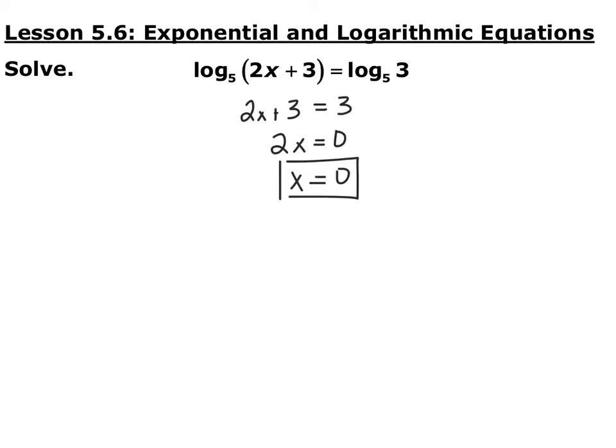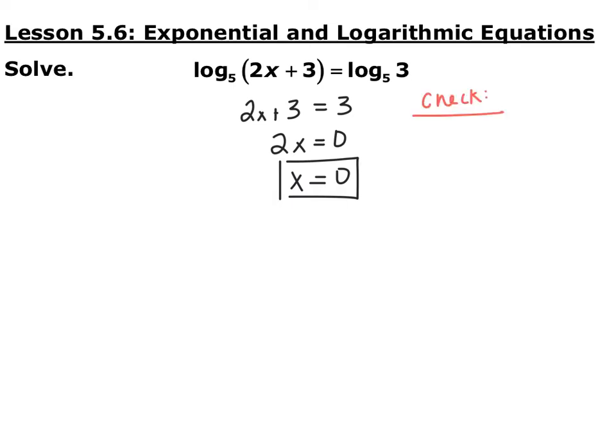So because this is log of the same base on either side, that means their insides have to be equal to each other. So you get 2x plus 3 equals 3. Subtract 3 from both sides, divide by 2, you get x is equal to 0. The only thing you have to be careful of is there are domain issues for logarithms. If you remember back a couple sections, we said that the domain of a logarithm, what's inside the logarithm, must be strictly greater than 0.